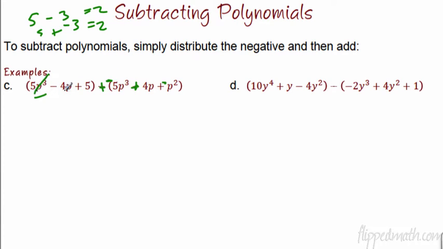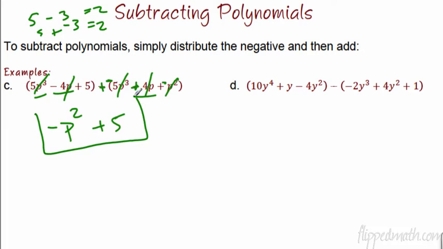There's a positive 5p to the third, a negative 5p to the third. So those terms would cancel out, and then we can go down to p to the second. Here we have a negative p to the second. So that's going to be negative p to the second. There's no other second term, so that's the only one we have there. We have negative 4p and a positive 4p. They're going to cancel out. And lastly, we have the plus 5. So the answer for C is negative p squared plus 5.